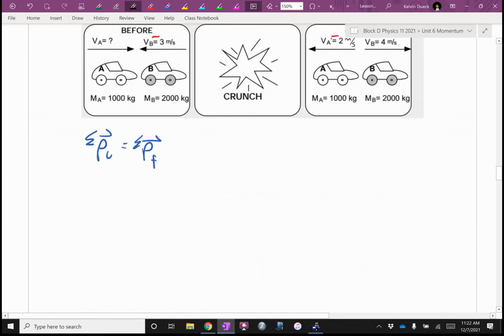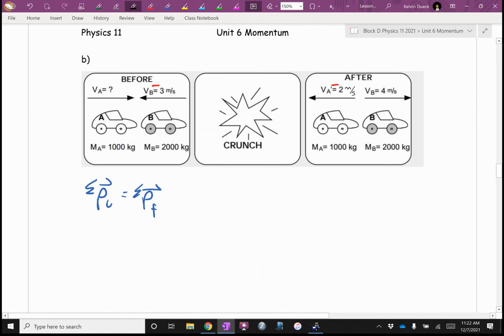Let's see. Before the collision, they're both moving. So, Lena, I'm going to have mass of car A, velocity of car A initial, and plus mass of car B, velocity of car B initial. Bam! They collide.